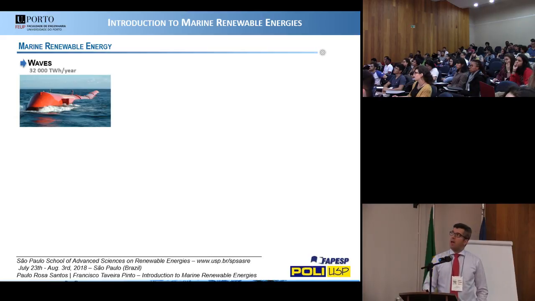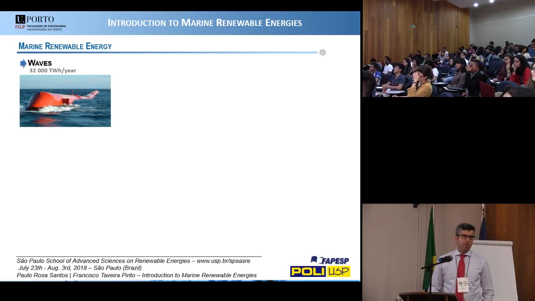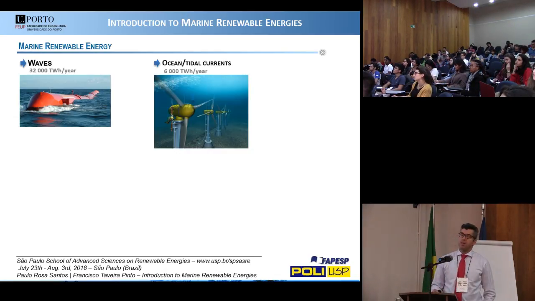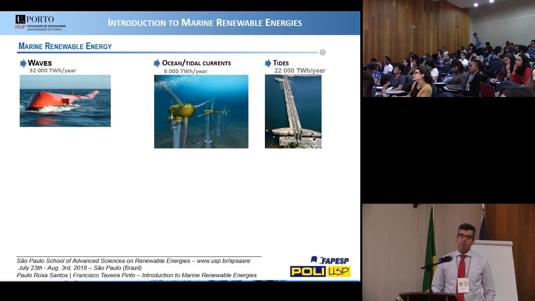So, going to the renewable resources, we have the waves, of course. You see a lot of waves when you go to the beach, so those waves have energy that can be harnessed. We also have currents that could be related to the tides or not, could be ocean currents. We have the tides, the movement of the water up and down.